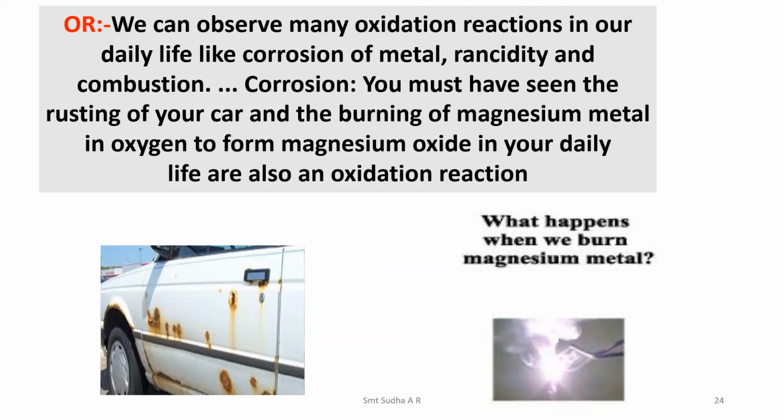What do you mean by corrosion of metal? And rancidity, that you have observed in the bread. And combustion, when you are burning magnesium metal, you are going to see that. These are all things we notice in our everyday life. So you must have seen the rusting of a car and the burning of magnesium metal in oxygen to form magnesium oxide in our daily life, all of which come under the category of oxidation reaction.